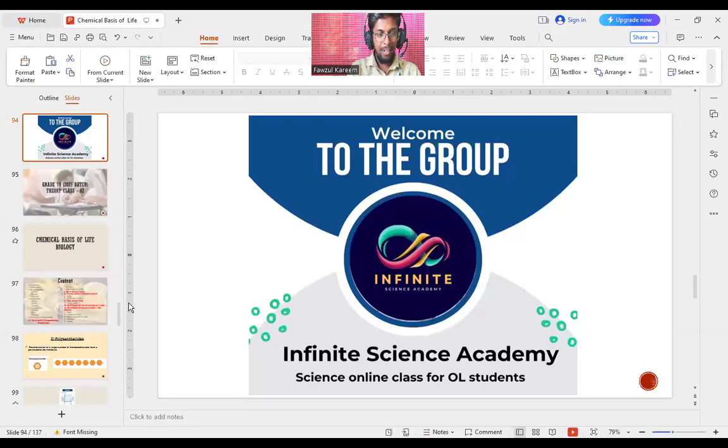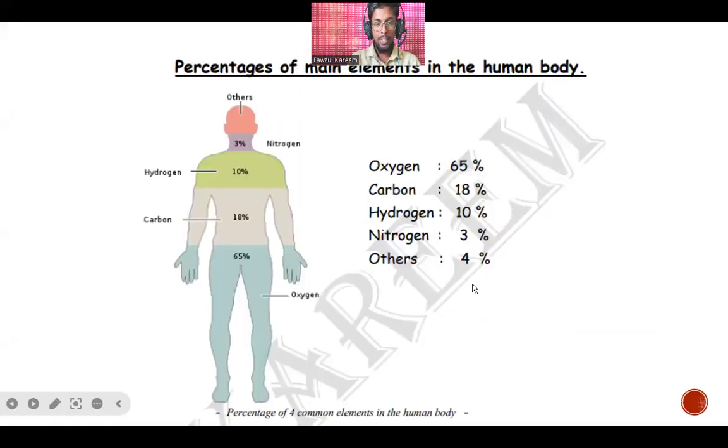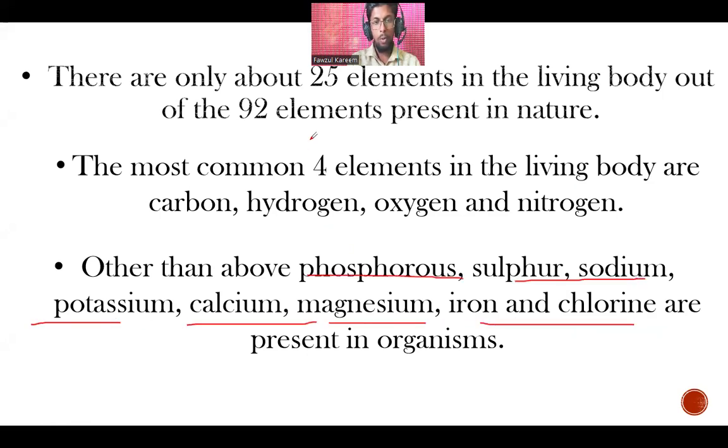Then what are the other elements? I have explained to you, right? Okay, wait, I will show you here. Phosphorus, sulfur, sodium, potassium, calcium, magnesium, iron, chlorine. These elements are present. Sodium, phosphorus, yes, okay. Magnesium, iron, yes, okay, very good.